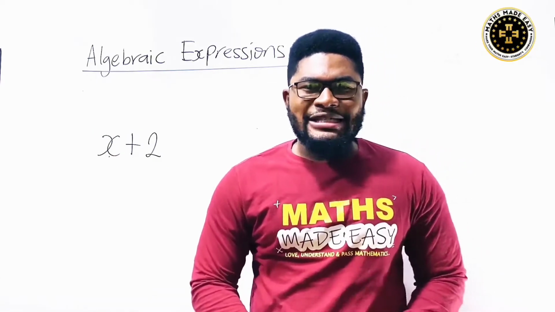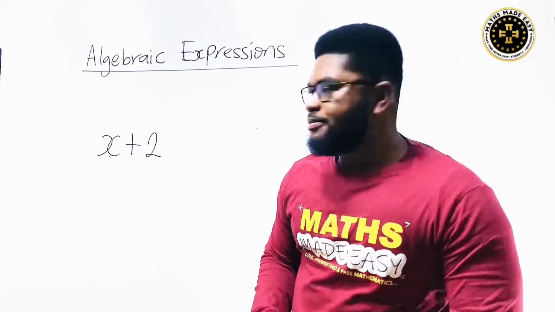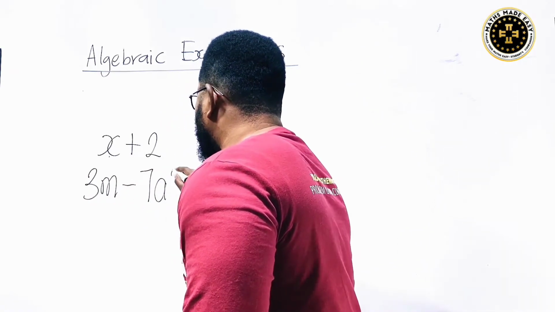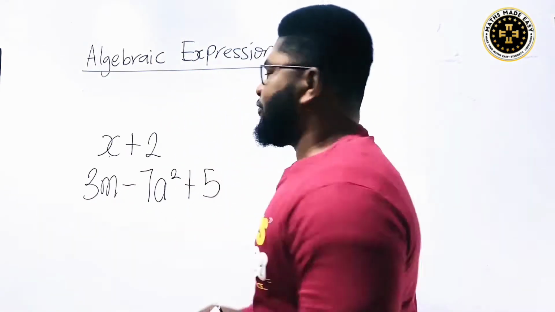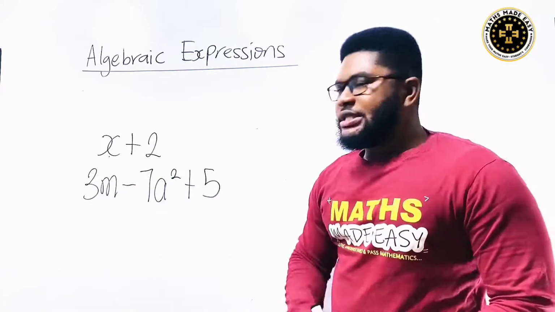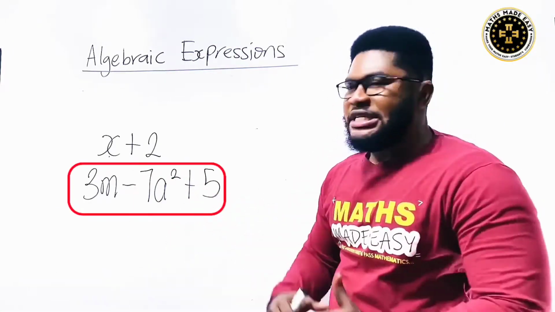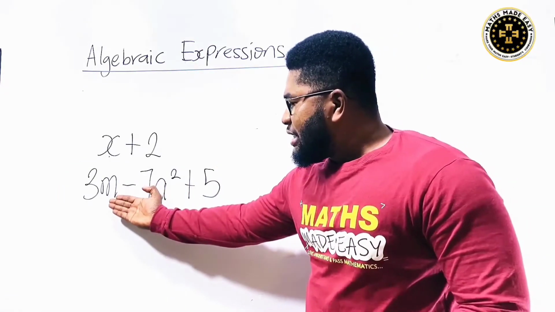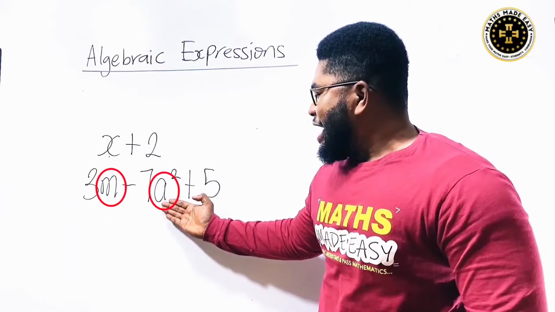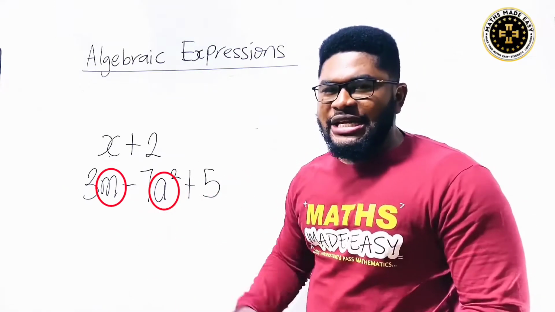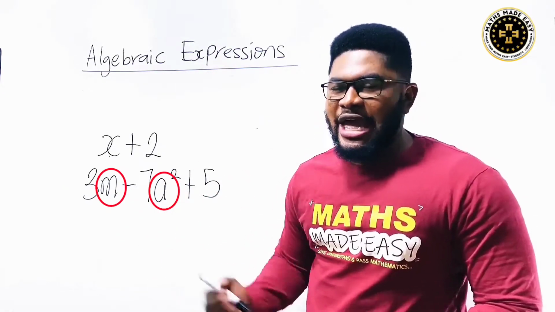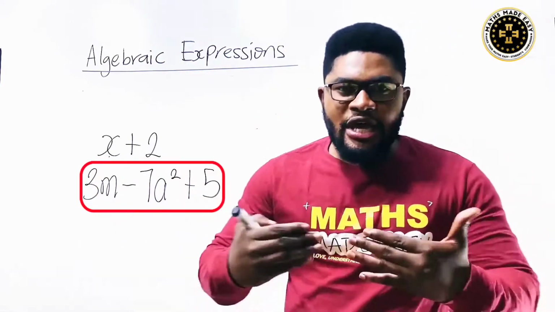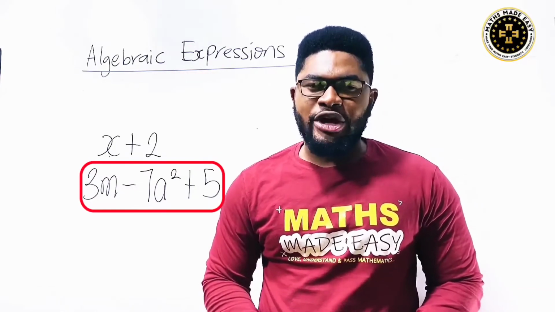Let me give you one more example of an algebraic expression. 3m minus 7a squared plus 5. This is an expression because it is a mathematical statement that I've written. In the expression, we have letters like m and a, which are representing the algebraic part of the expression. So 3m minus 7a squared plus 5 is also an example of an algebraic expression.